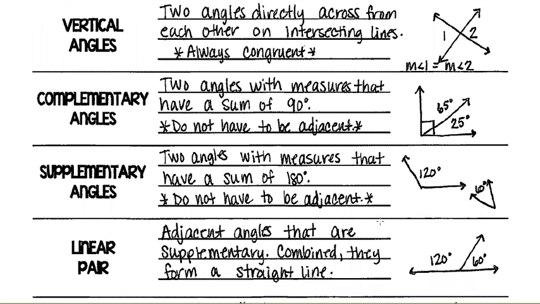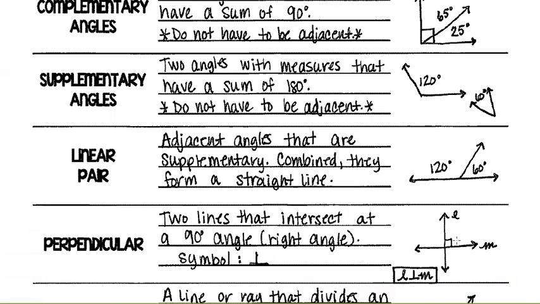So linear pair. These are adjacent angles that are supplementary. Combined, they form a straight line. It's kind of given in the word linear. A line, it has to be a line right here. A straight line has 180 degrees. So 120 plus 60 is 180 degrees. And that is how a linear pair is defined.